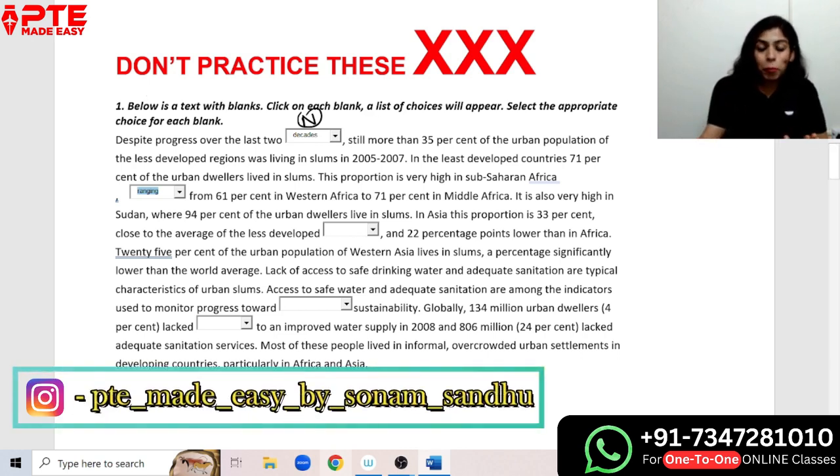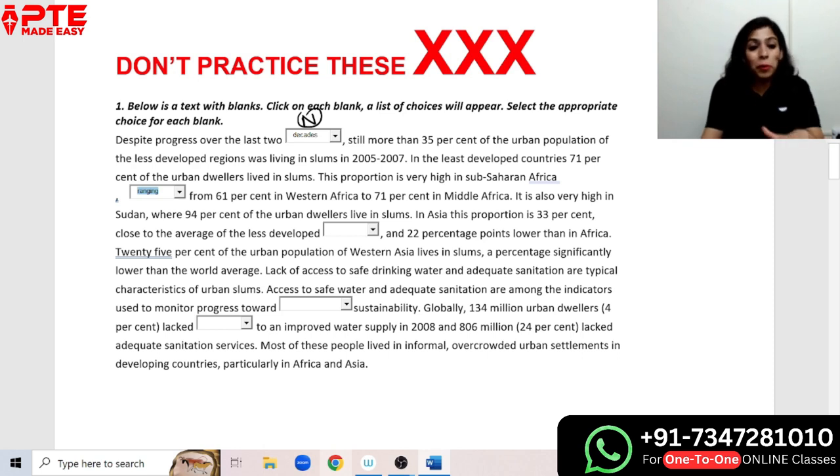Okay. Looking at one more question in order to prove that this is not the correct one. Let's look at the third one. It is also very high in Sudan, where 94% of urban dwellers live in slums. In Asia, this proportion is 33%, close to the average of less developed blank. Close to the average of less developed regions.